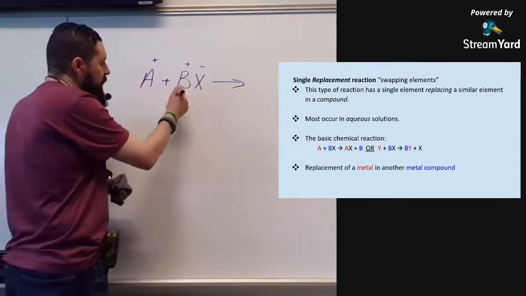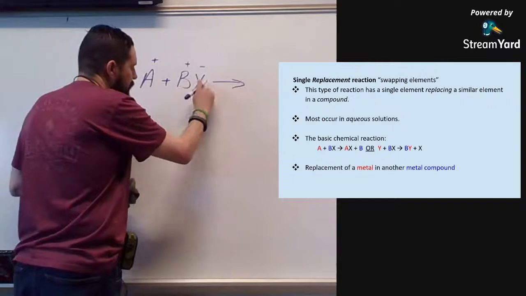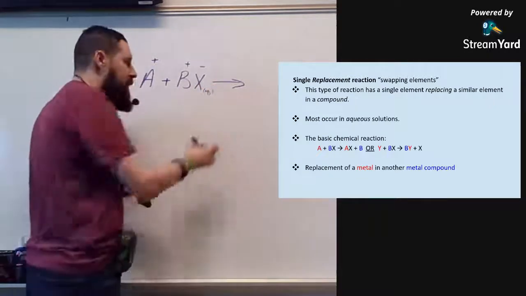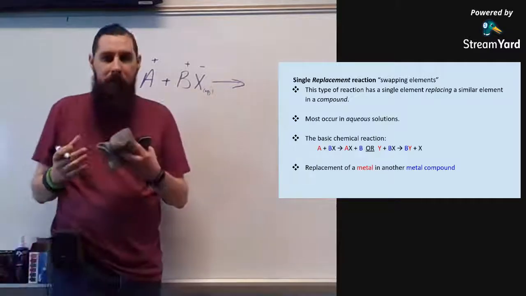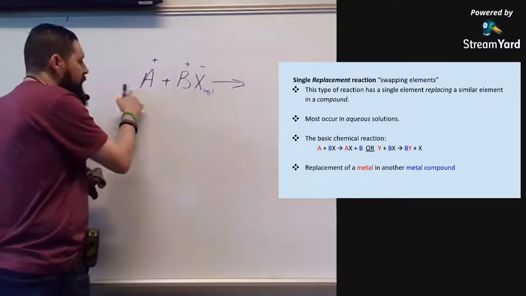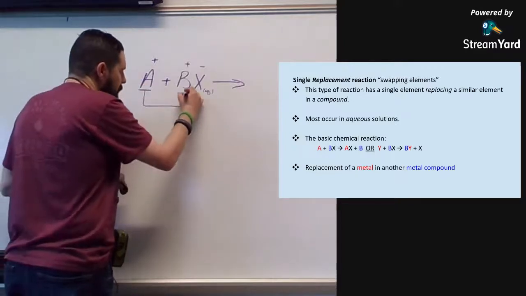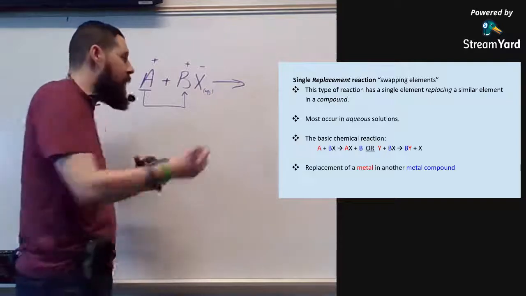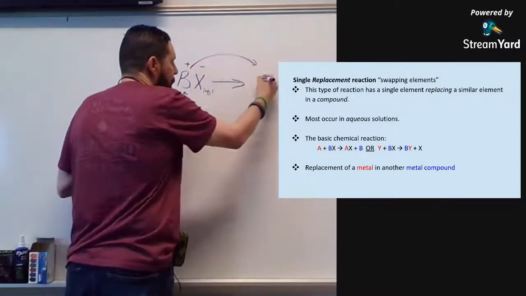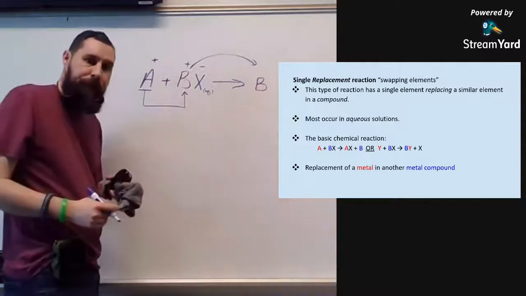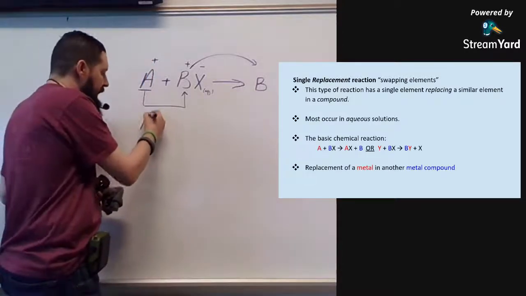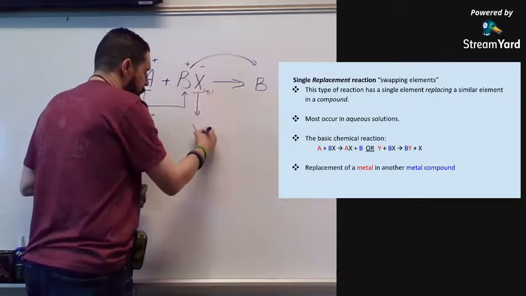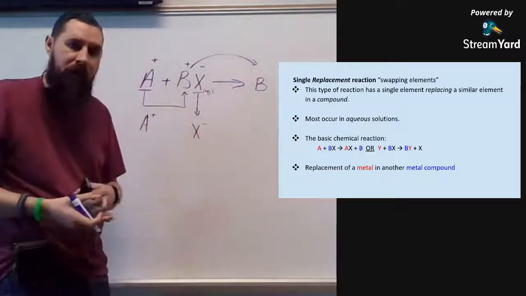So when I look at this, if this is an aqueous solution, which you would see a little AQ written in parentheses for the phase of that substance, what's going to happen is A is going to come over and it's going to replace component B, or displace it over onto the product side. Then I'm going to have A with its positive charge now able to combine with X with its negative charge.